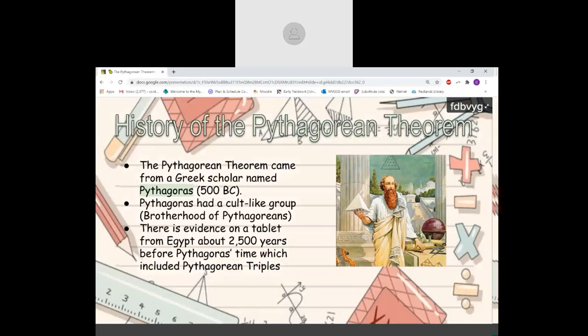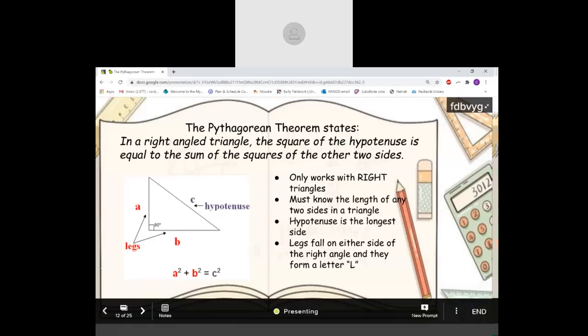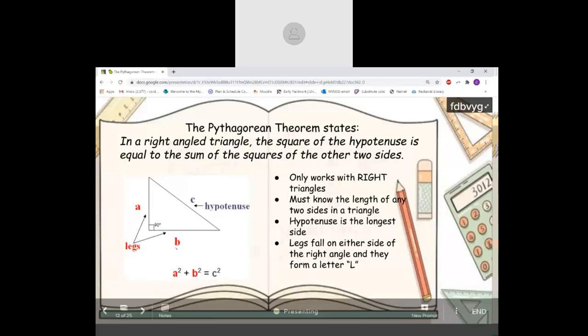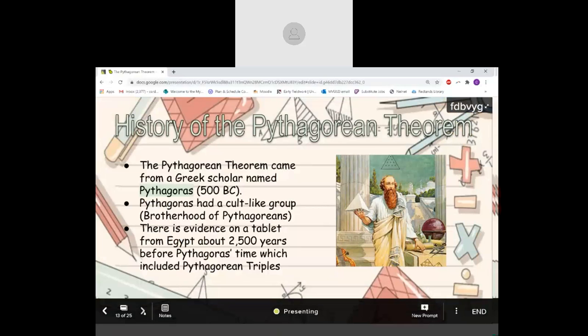Does anyone have any questions so far? No? Okay. How about Doug? Can you tell me what kind of triangle the Pythagorean theorem works with? Only with right triangles. Awesome. Good job. Thanks for paying attention. I hope everyone else is paying as good attention as Doug. All right. You can go to the next slide.